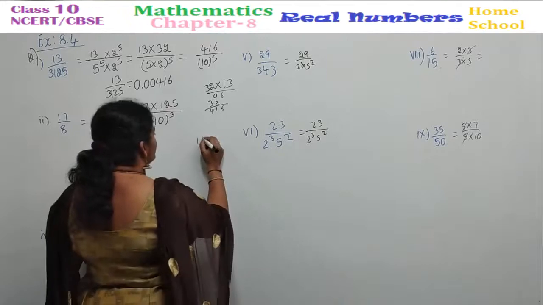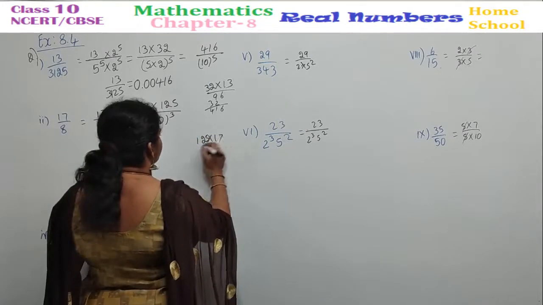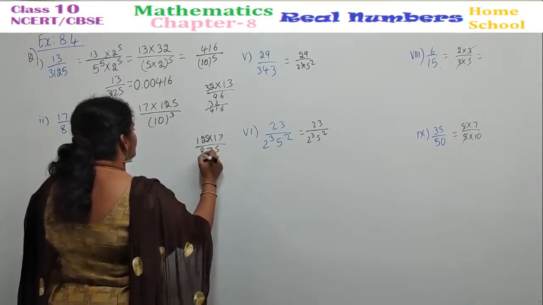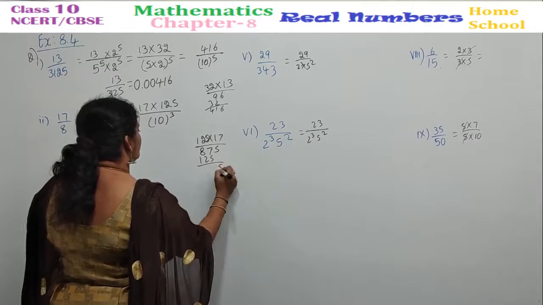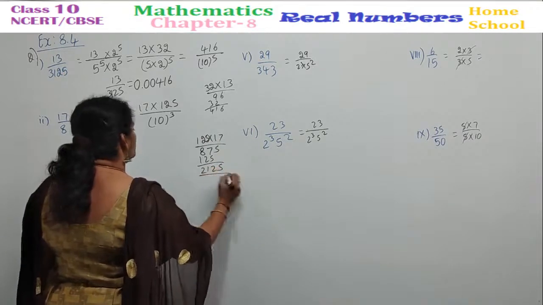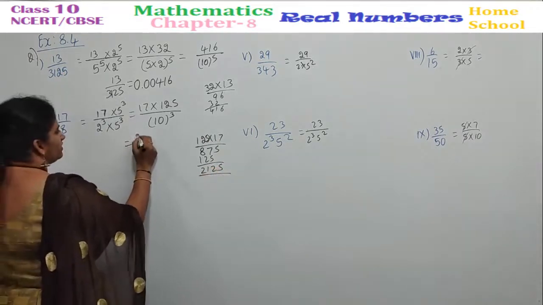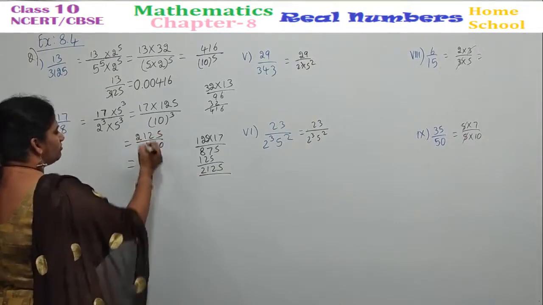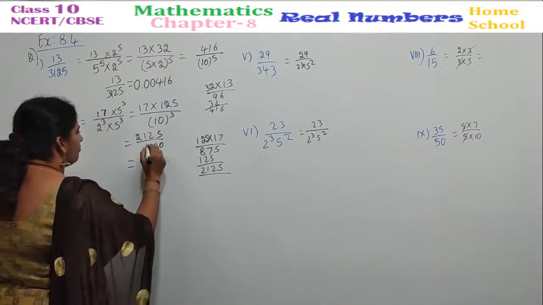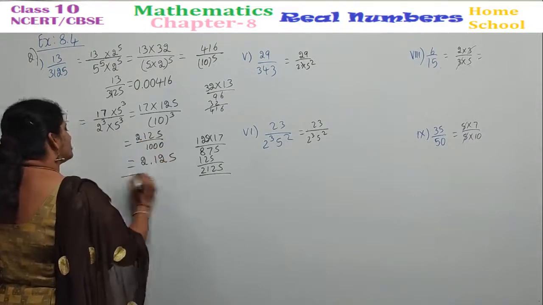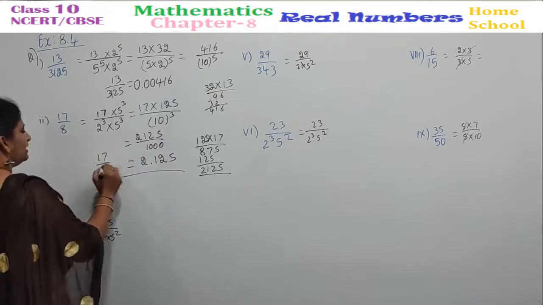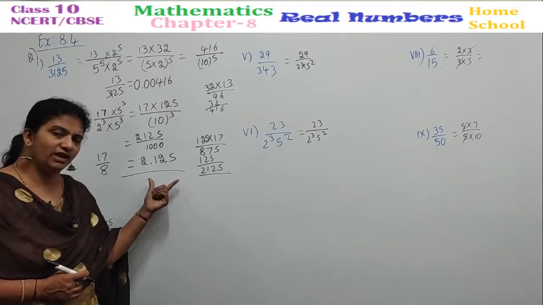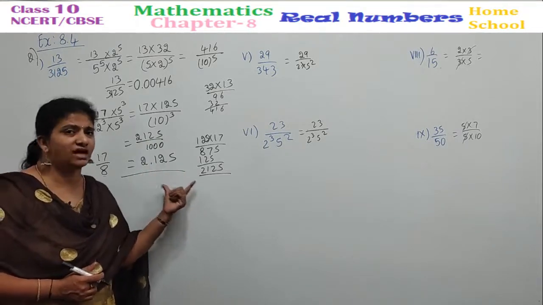Right? Now calculate this. 125 into 17. 7 5s are 35, 7 2s are 14, 8 7 5, and this will be 125. Finally your answer is 2125. Write it here, 2125 by 10 cube means 3 zeros. Now bring the zeros up. How will you do? Decimal point. 2.125 is your answer. 17 by 8 decimal expansion is 2.125. Is this decimal expansion terminating? Yes, there is an end, therefore it is terminating.